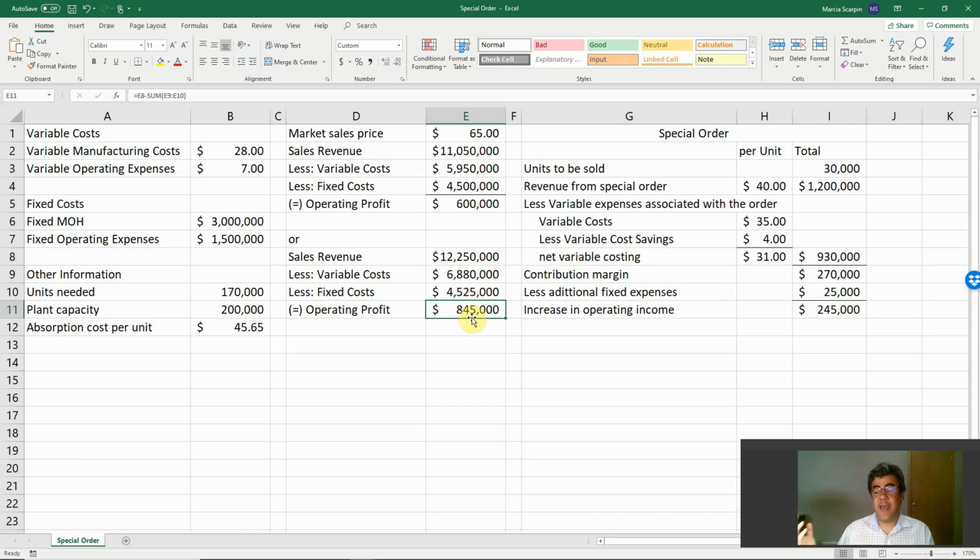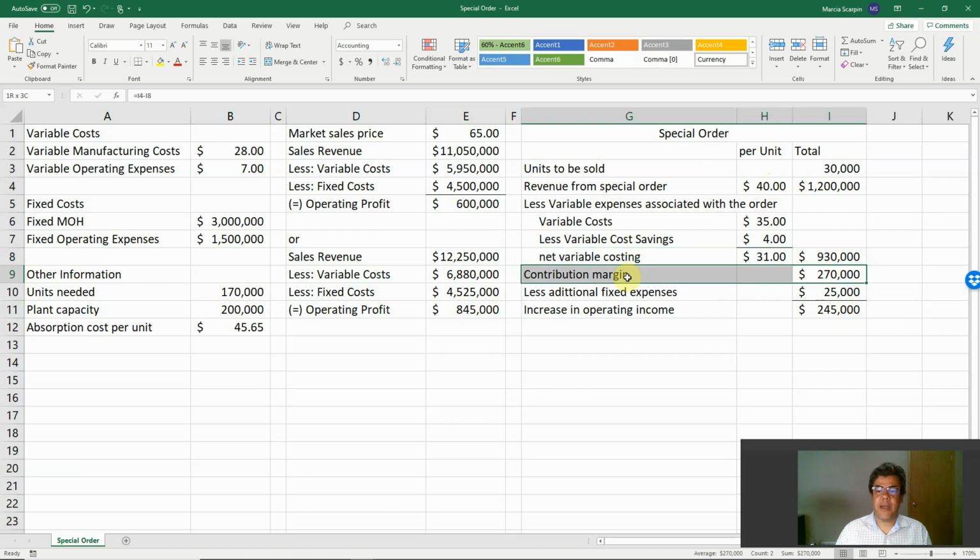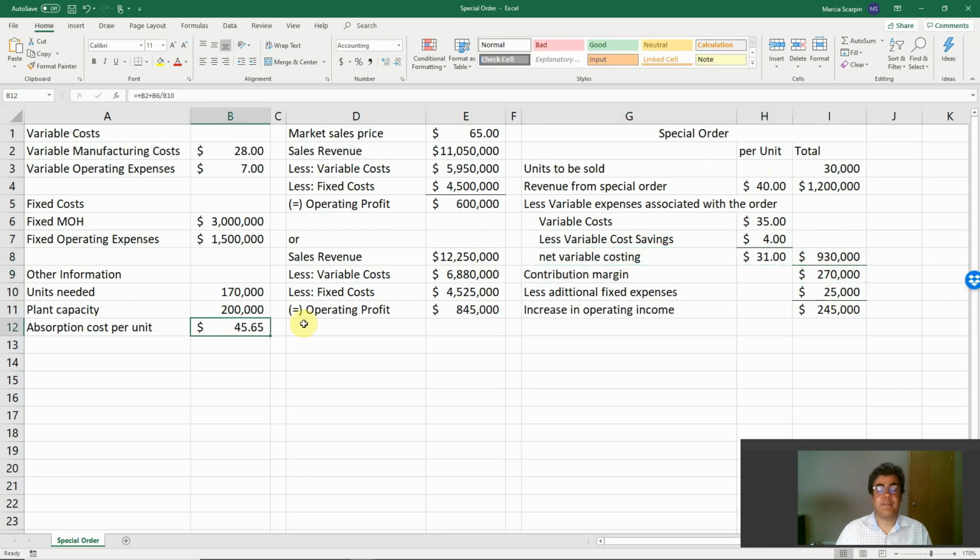So we have increasing operating profit. So we should accept this offer. When we are analyzing a special order, we analyze the contribution margin instead of the absorption cost. The most common mistake: never ever compare your special order price with your absorption cost. It will not work.